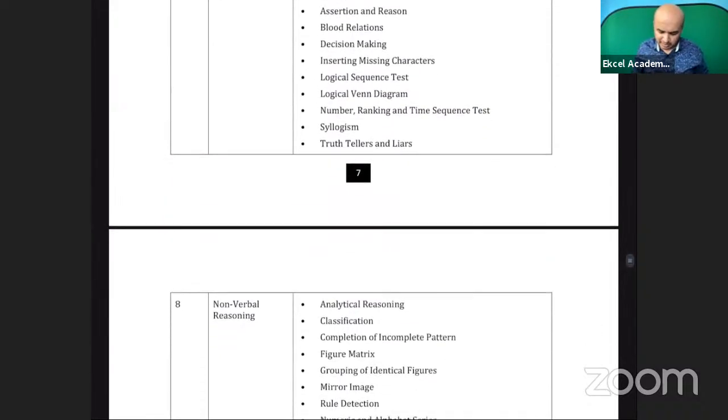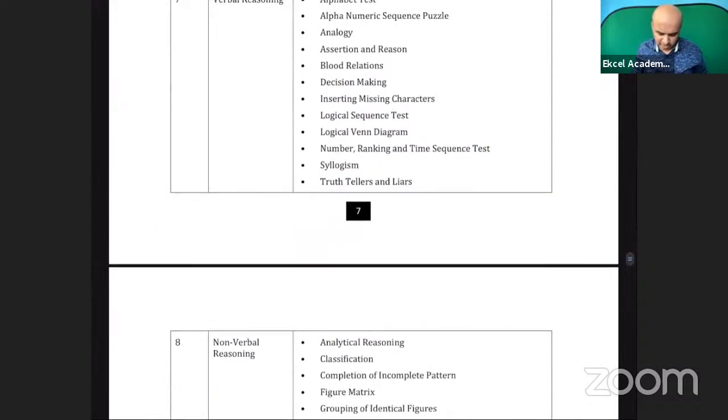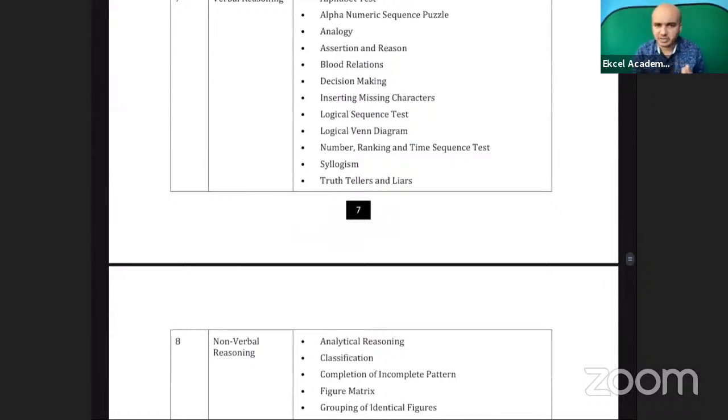Number ranking and time sequence test, syllogism. This syllogism is really very interesting, one of my favorite topics after blood relations. When we come to syllogism, you'll know. Of course, today we won't be able to do anything with syllogism because we have limited time, and we cannot touch upon all the topics in detail, but that is a very interesting topic, I would say. Search for all these topics online.